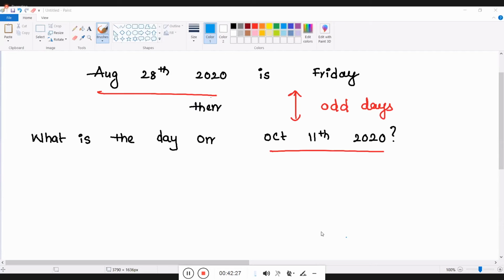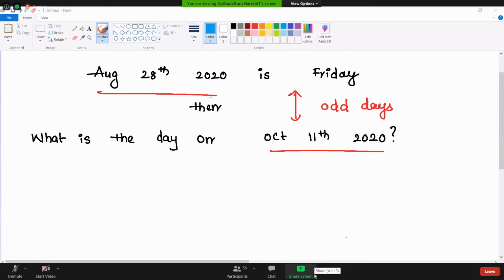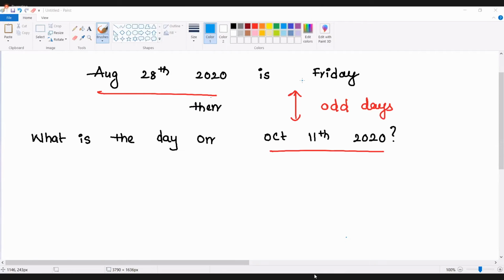I hope the question is clear. You can see August 28th, 2020 is a Friday. Then what is the day on October 11th, 2020? First you have to find out the number of odd days. How can we find the number of odd days? Just try to observe the gap. Dear students, are you facing any problem? Are you able to see the screen now?